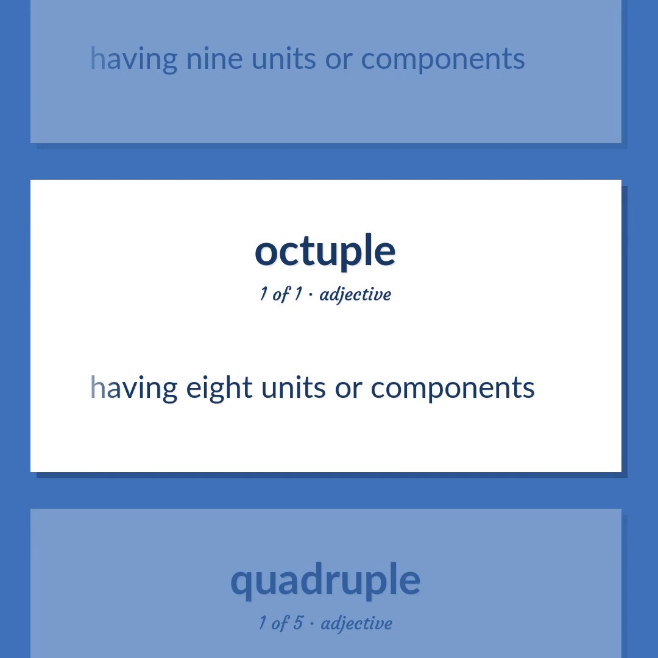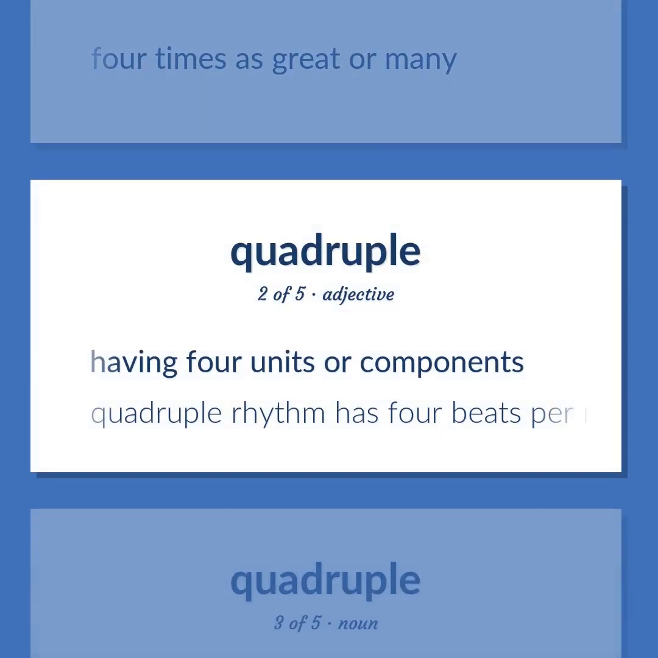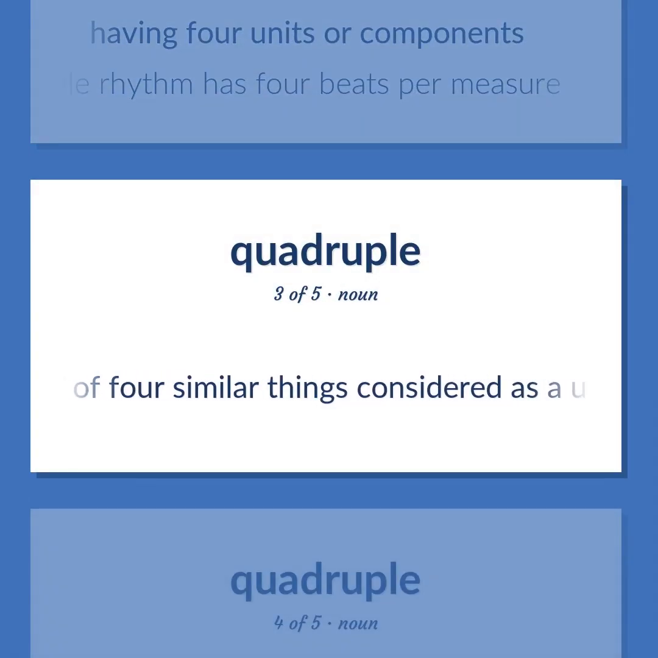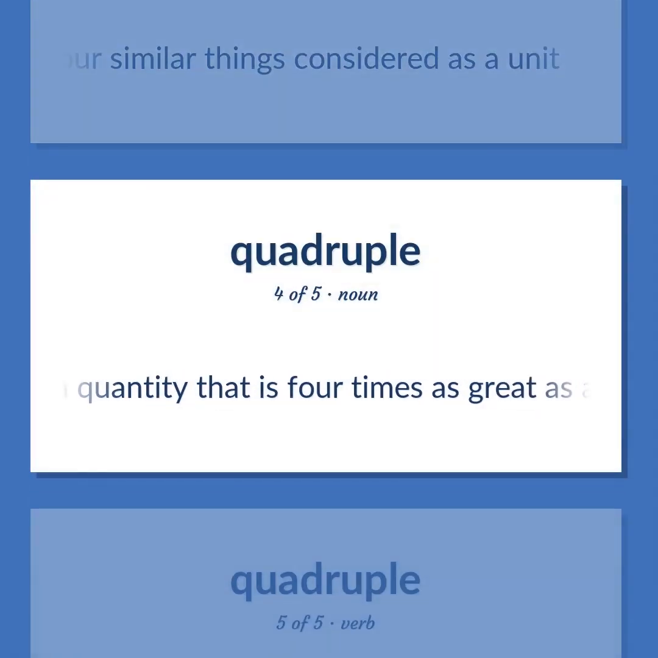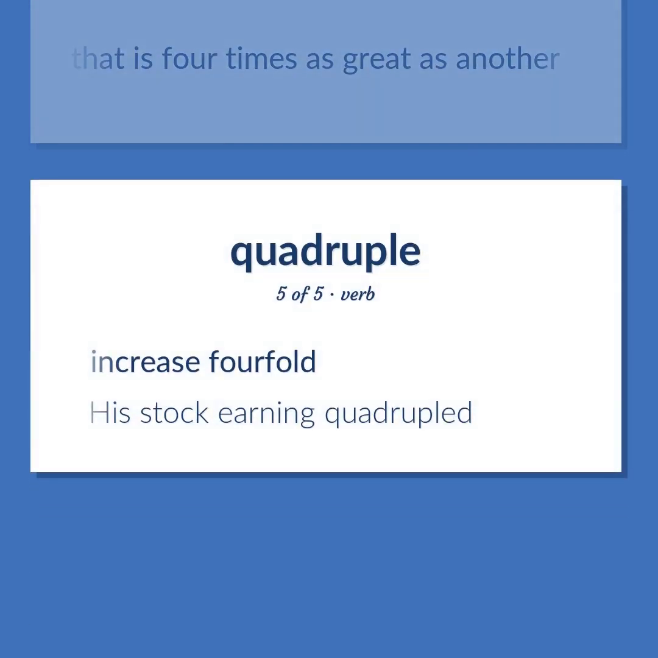Having 8 units or components. 4 times as great or many. Having 4 units or components. Quadruple rhythm has 4 beats per measure. A set of 4 similar things considered as a unit. A quantity that is 4 times as great as another. Increase fourfold. His stock earning quadrupled.